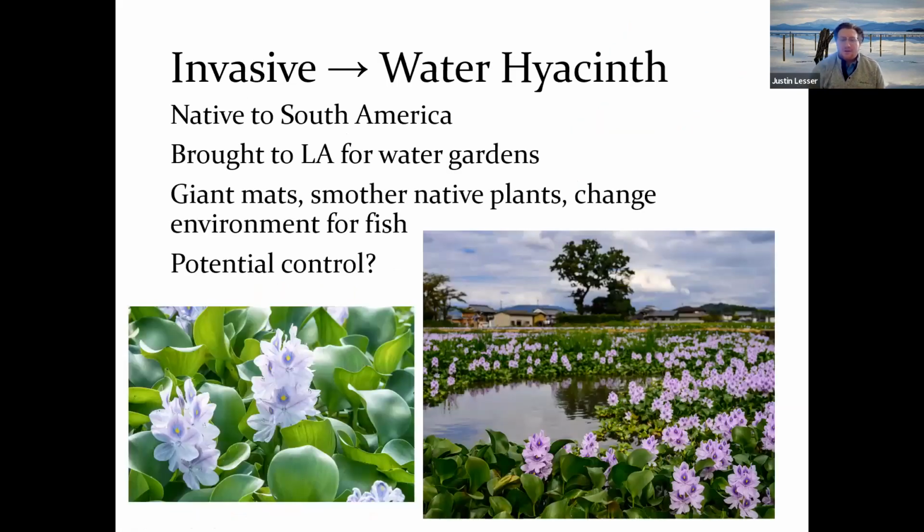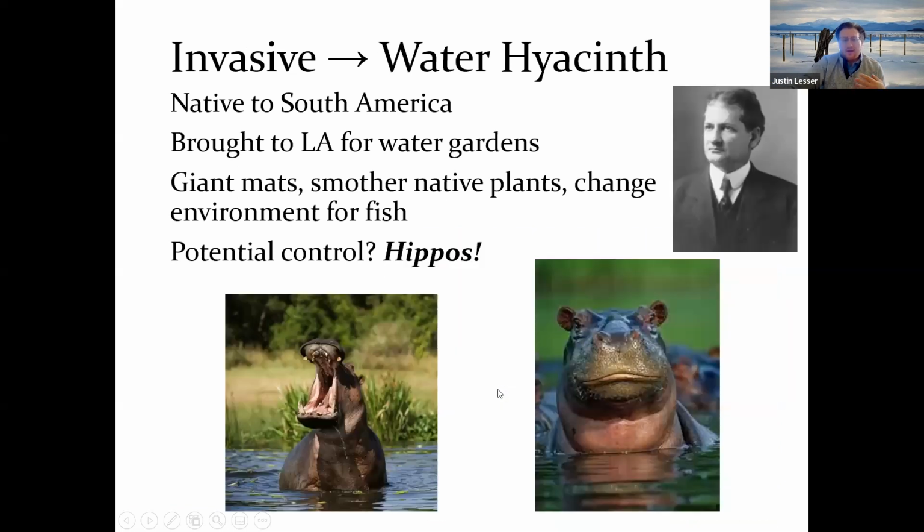And then one more. So these are water hyacinth, these pretty flowers here. They were brought to southern Louisiana, New Orleans, for water gardens, but they get out and thrive in bayous and stuff down there, and they make these big mats that smother native plants and choke out fish. And a little historical tidbit is that as a potential control, there was an act introduced in Congress in the early 1900s to get at this problem that would provision money to bring in hippos and release them into the bayous to control water hyacinth.